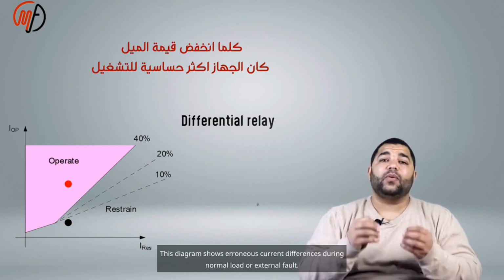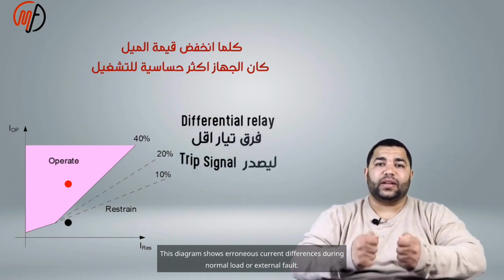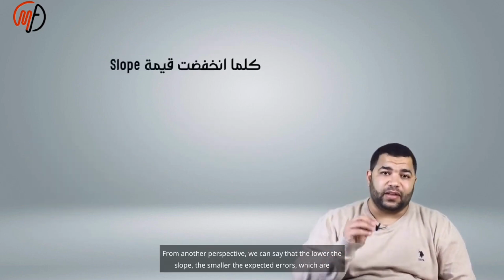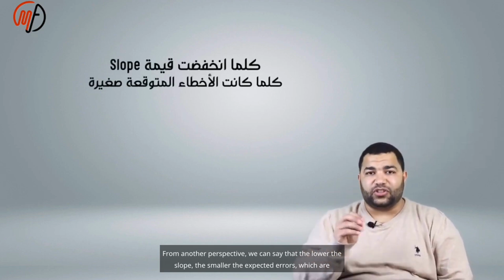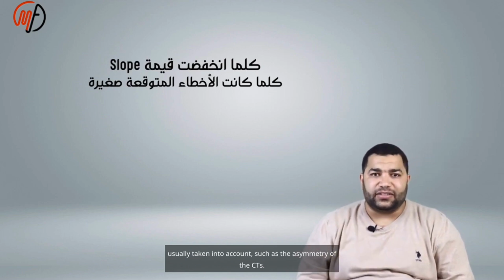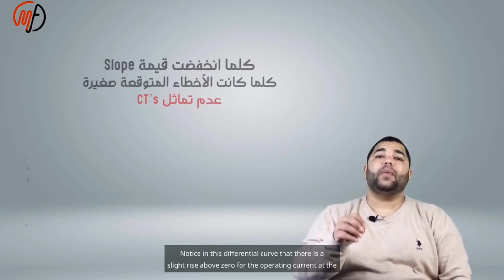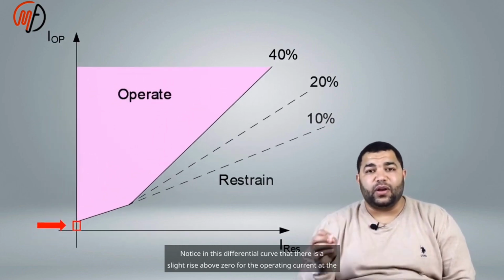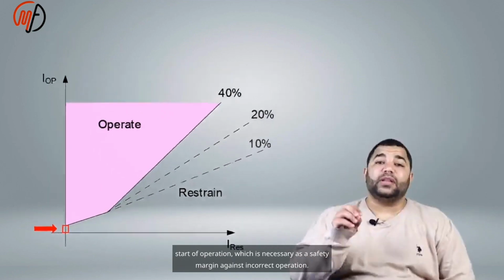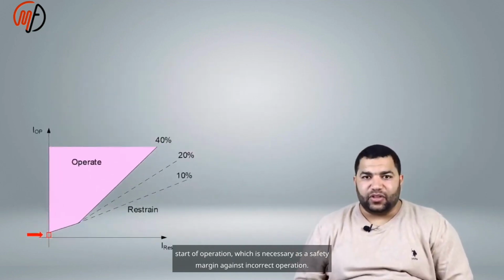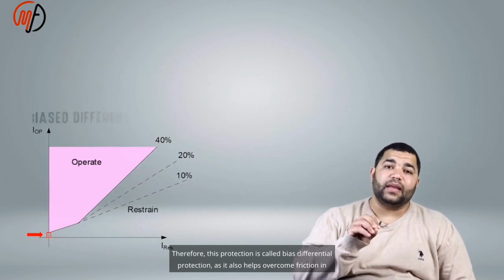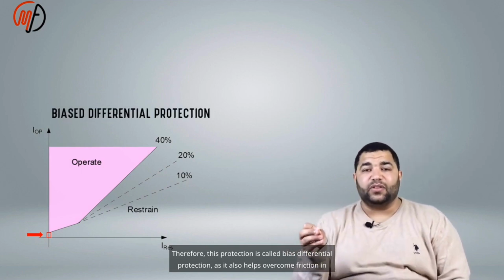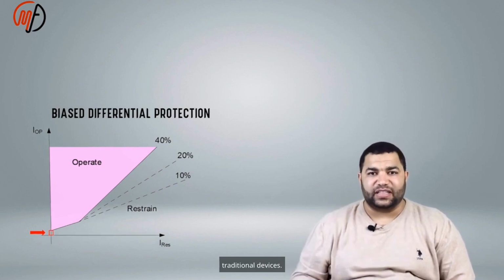This diagram shows erroneous current differences during normal load or external fault. From another perspective, we can say that the lower the slope, the smaller the expected errors, which are usually taken into account, such as the asymmetry of the CTs. Notice in this differential curve that there is a slight rise above zero for the operating current at the start of operation, which is necessary as a safety margin against incorrect operation. Therefore, this protection is called biased differential protection, as it also helps overcome friction in traditional devices.